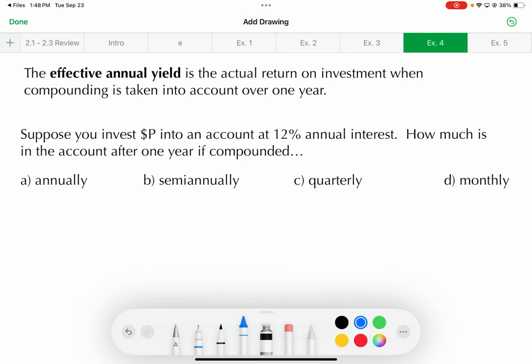Okay, here we're talking about the effective annual yield. This is the actual return on investment when compounding is taken into account over 1 year. Key there for an effective annual yield, time is always considered 1 year.